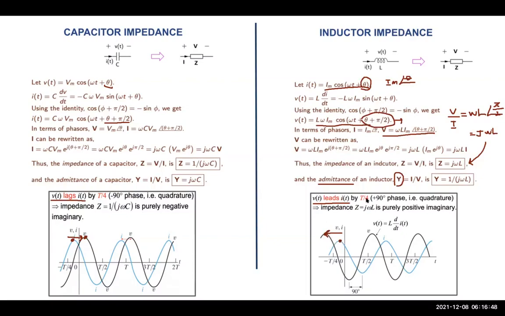So voltage leads the current by 90 degrees, or a period divided by 4.